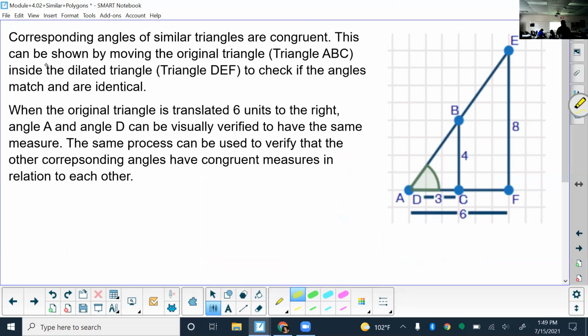And so to summarize, corresponding angles of similar triangles are congruent. All right, you can check it by putting the shape in the other shape.